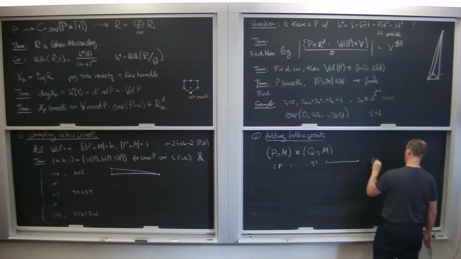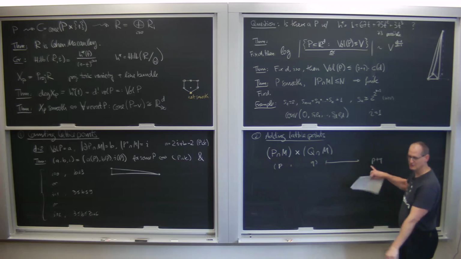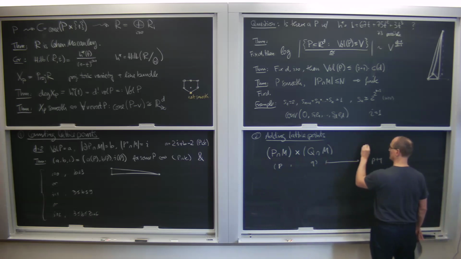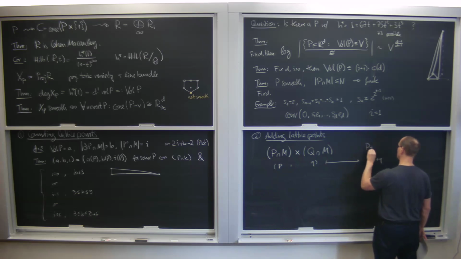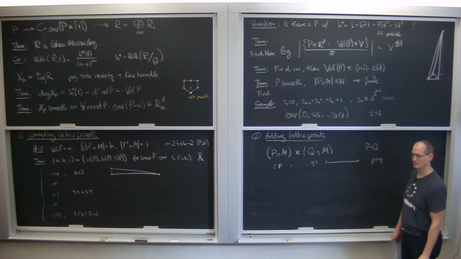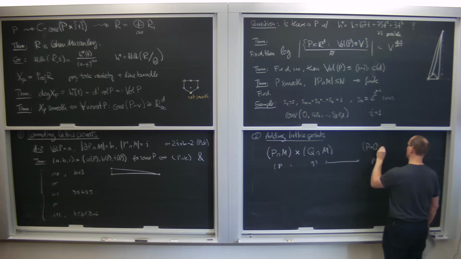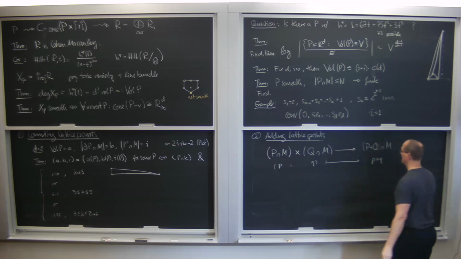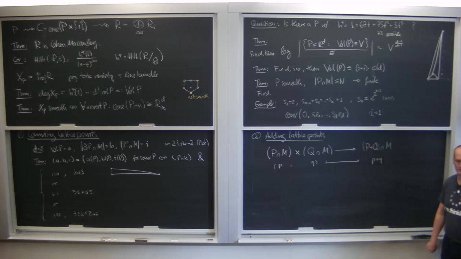If I add these two lattice points, I'm still going to have a lattice point. And not just a lattice point anywhere, it's the sum of two points, one in P, one in Q. So that set is going to be a lattice point in P plus Q.